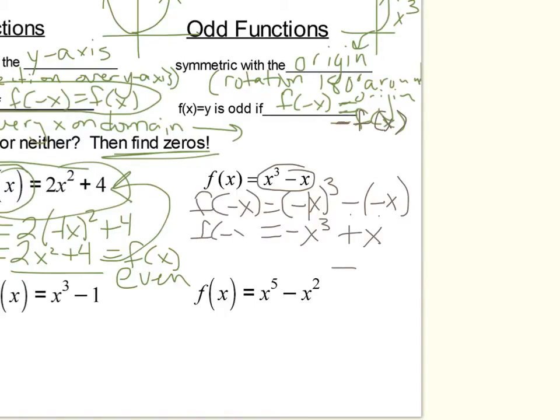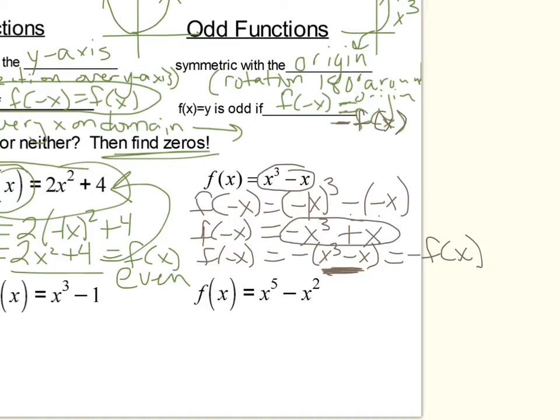So f of negative x, let's try it this way and see if it's a little easier to see. I'm going to take out a negative 1, and I'm going to keep my front part of my equation here. Do you see now this inside the parentheses really is f of x? So I got negative f of x. I noticed right away it's entirely the opposite of what I had to begin with. So I got the opposite of f of x, or negative f of x, out.